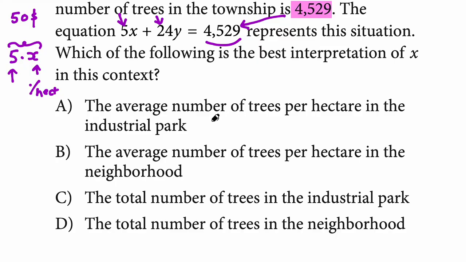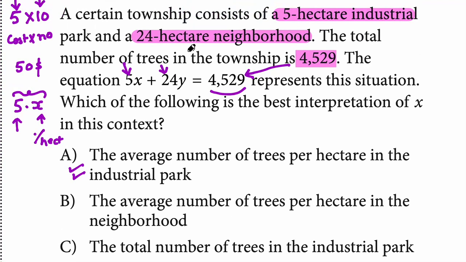Now let's see the options. The average number of trees per hectare in the industrial park. Yes, this seems to be correct. The average number of trees per hectare in the neighborhood. No. Neighborhood is actually 24 hectare. So that is related to Y, not related to X.